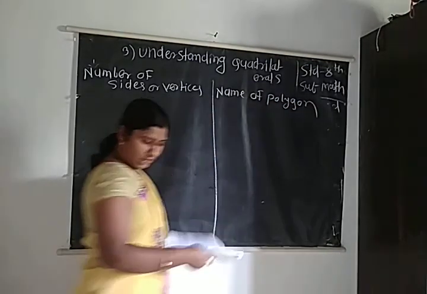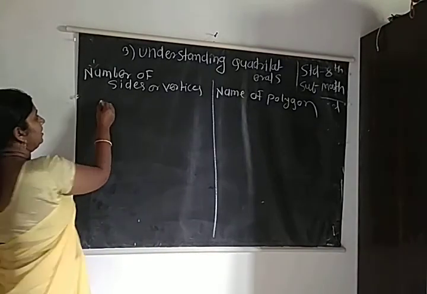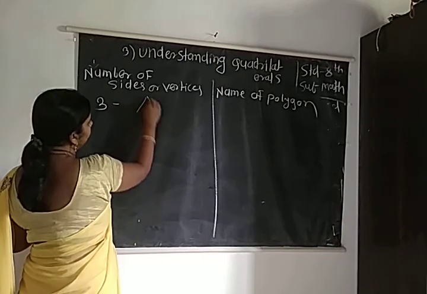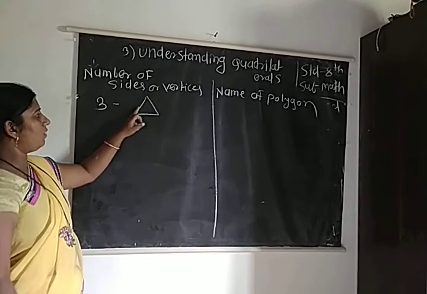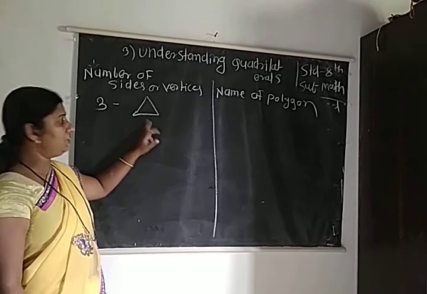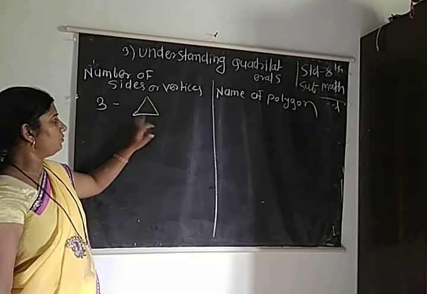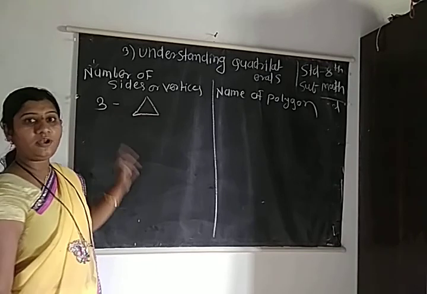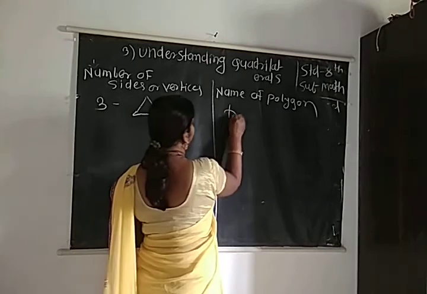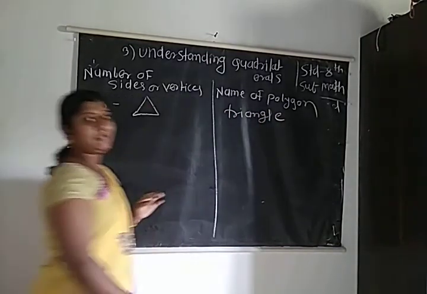Now you know the types of polygon by number of sides. Suppose 3 sides, which polygon is formed? Now this is a triangle. So which figure is this? 1 2 3. This is a polygon, a 3-sided polygon. 1 2 3 vertices and 3 sides. So this 3-sided polygon is called a triangle.